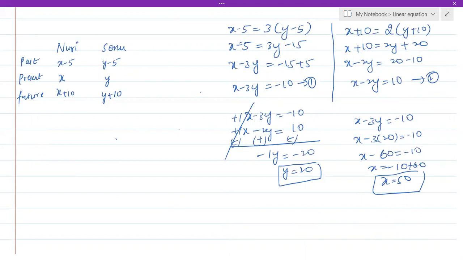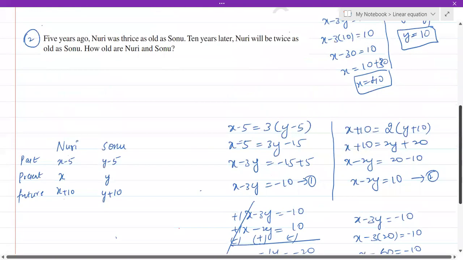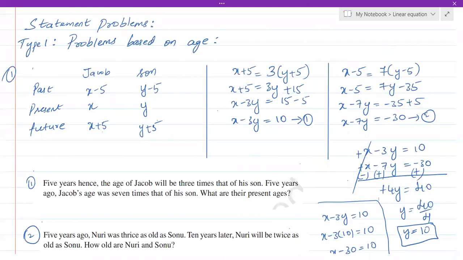I hope you have understood the problems based on age and how to get the equations. So in the next video, we'll solve problems based on fractions. Thank you, students.